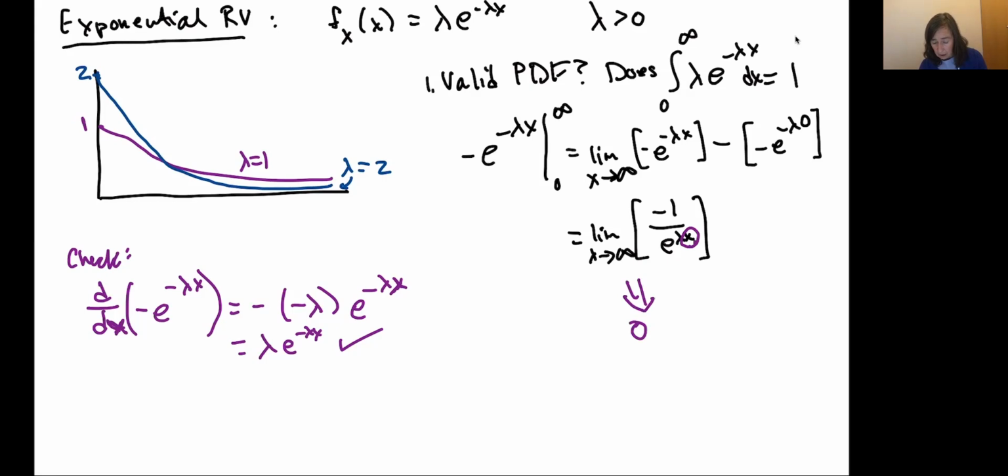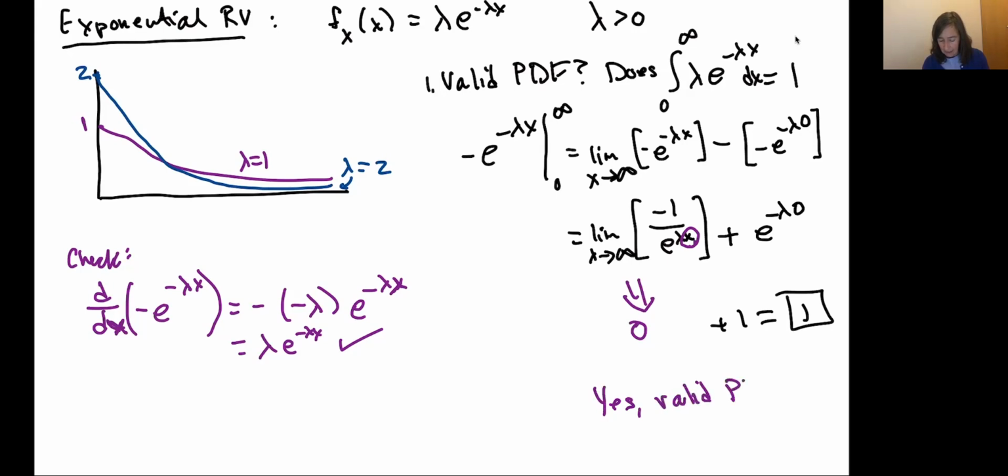My second term, the two negatives cancel each other out here, this negative and that negative. So I've got plus e to the negative lambda 0. Oh, that's just e to the 0, which is 1. That's what we want. Okay, so yes, this is a valid PDF.